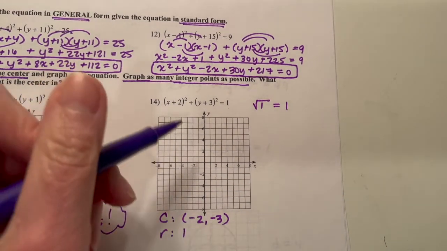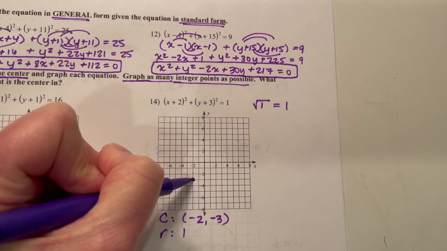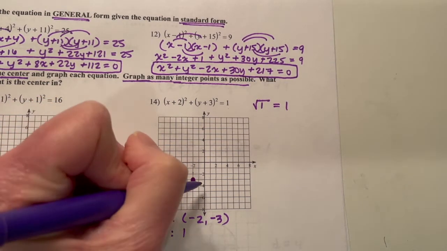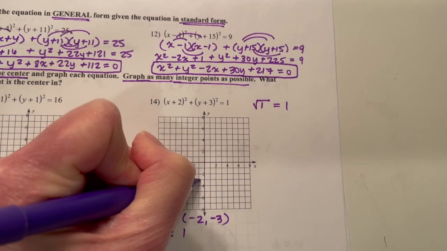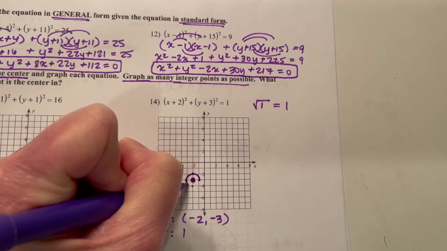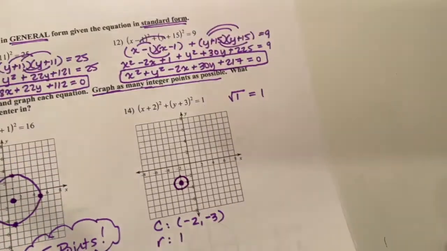So again, I'm going to find my center. So negative 2, negative 3. So negative 2, negative 3. 1, 2, 3. That's the center, radius of 1. So it's going to be teeny tiny. There we go.